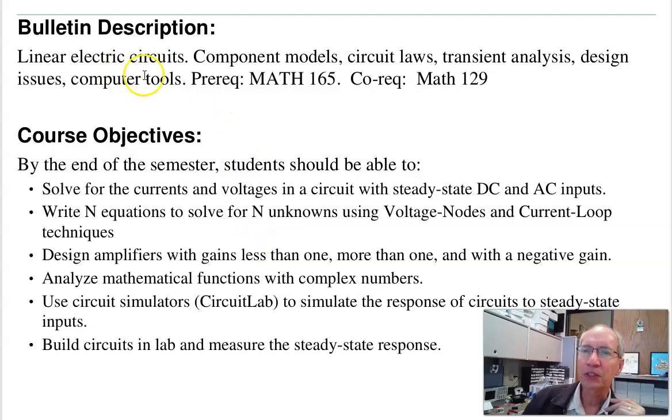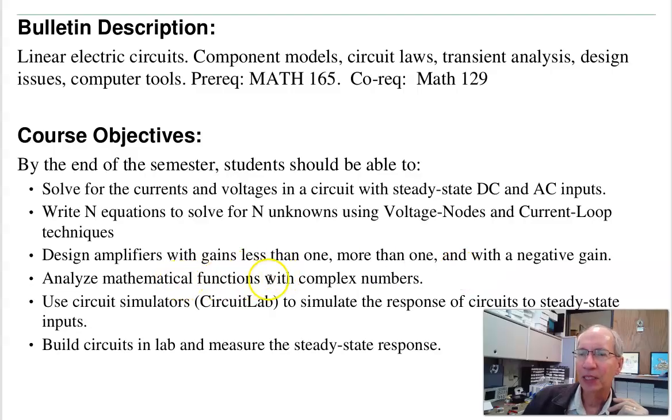The bulletin description is linear electric circuits, component models, circuit laws. The objective is by the end of the semester, you should be able to solve for the currents and voltages in a circuit with steady-state DC and AC inputs. You should be able to write n equations to solve n unknowns using voltage nodes and current loop techniques. You should be able to design amplifiers with gains that are negative, gains that are positive, less than 1, more than 1, plus or minus.